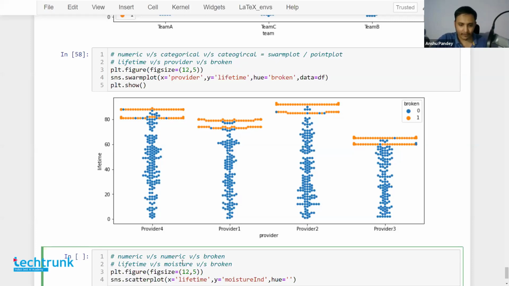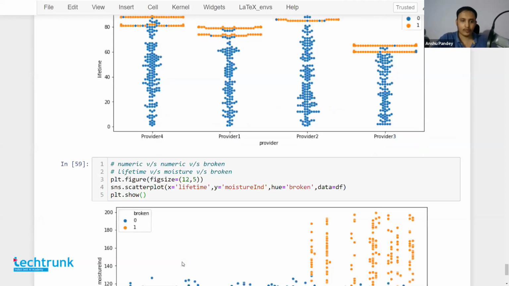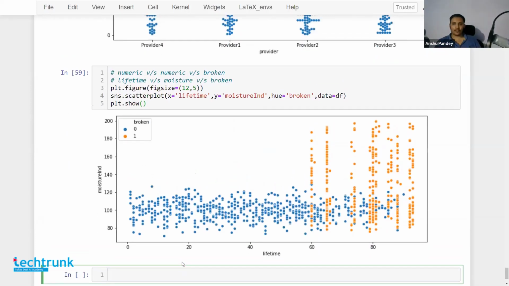So yes, this is lifetime versus moisture, both numeric, and hue we're giving to broken, and we're drawing a scatter plot of data, which is df, and plt.show. This is the scatter plot we have, everyone. Each dot is representing one machine. The x-axis is representing the lifetime of the machines. The y-axis is representing the moisture generated by the machines. Blue dots are the machines which are not damaged, and red dots are the machines which are damaged.